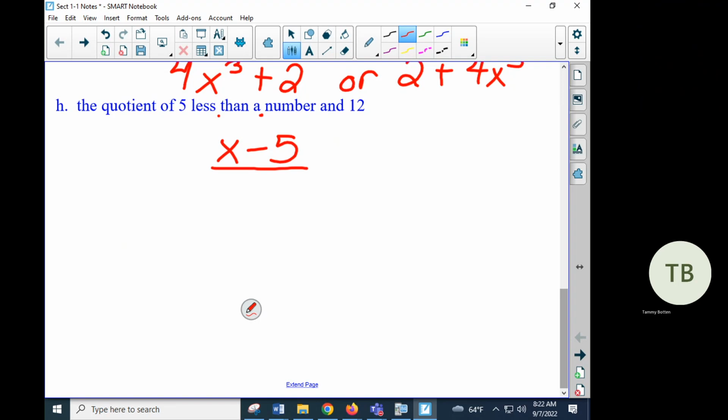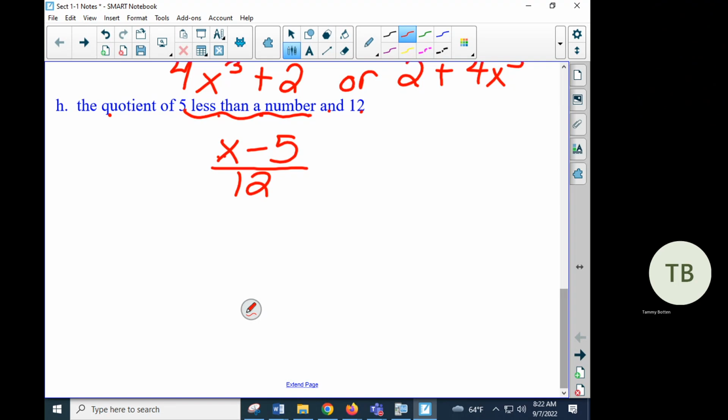Now, if we look back, it says the quotient, which is division, of this, which we have here, and this. So it's the quotient of this and 12. So that's taking the x minus 5 and dividing it by 12.